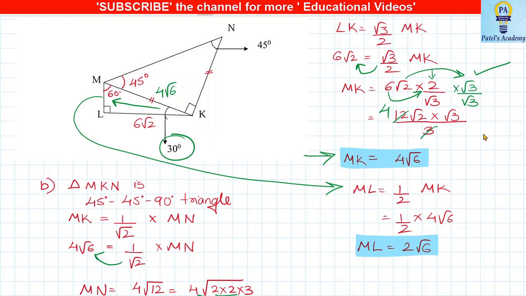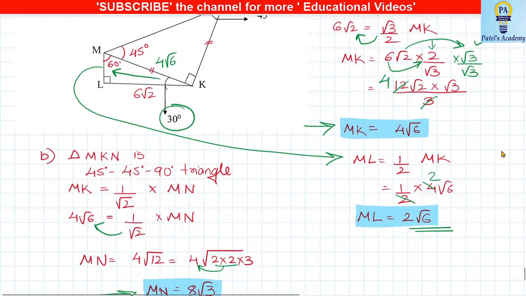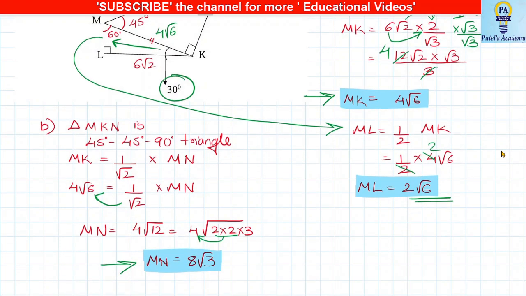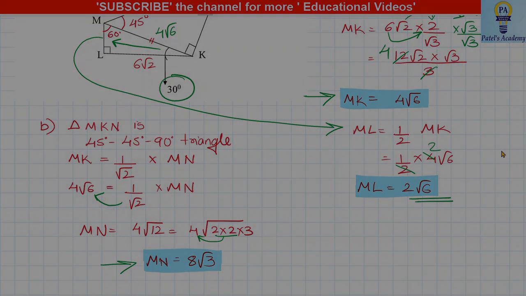So what is the property? ML is half of the hypotenuse. So what is the hypotenuse? 4 root 6. So half of 4 root 6, ML is 2 root 6. Okay students, so with this we finished the question bank of the second chapter.